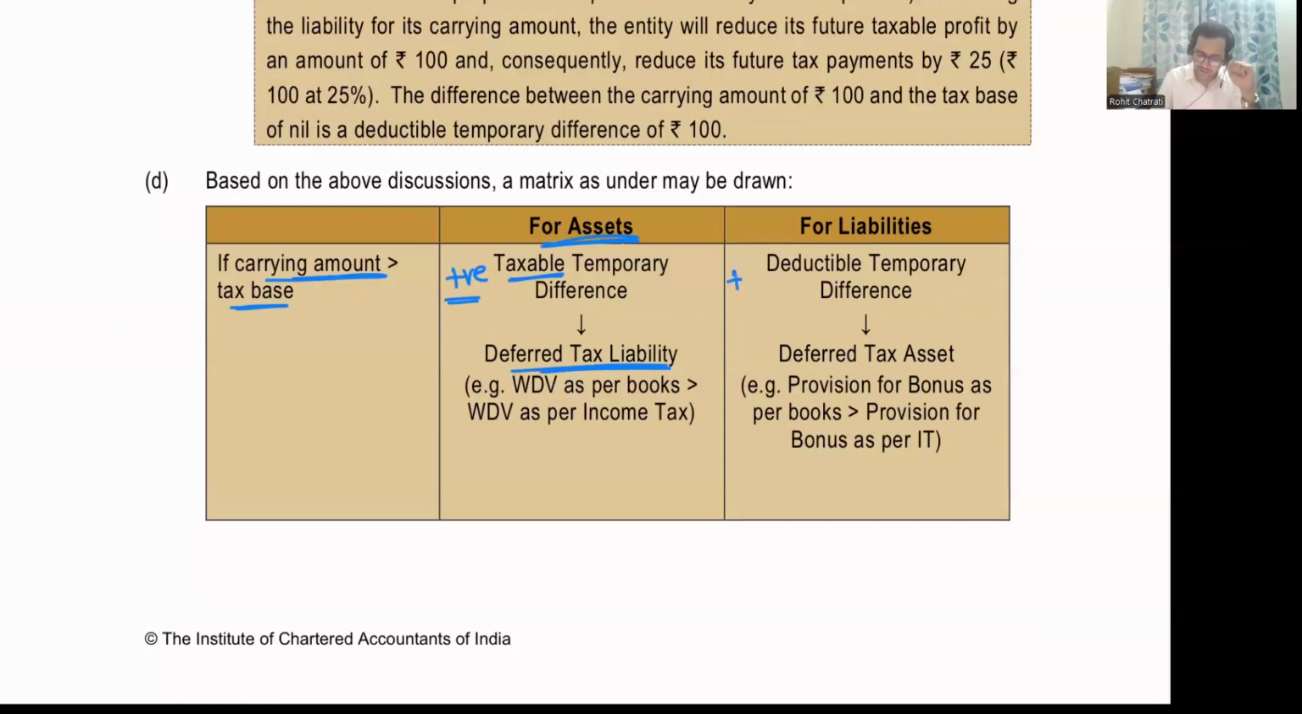The same positive amount for liabilities. For liabilities, if it's a positive amount, it is a deductible temporary difference, which is what we had in the example that we just did. Where liabilities have a positive temporary difference, it means that this is the amount on which I'm going to receive a deduction in future. This is the amount that will be deductible in future. Therefore, it's a deductible temporary difference, and on that I record a deferred tax asset, because I'm going to get some benefit in future.